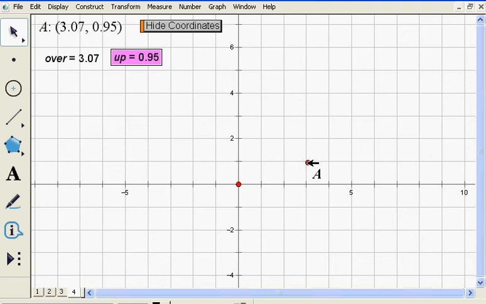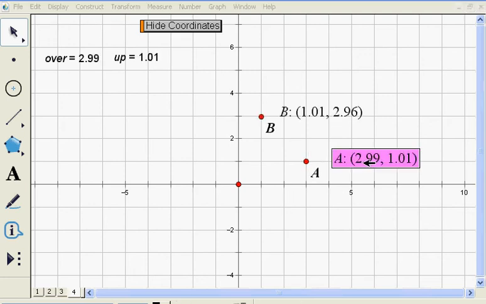If I said 3.07 was my up number and my over number was 2 point something, then it would be over here as opposed to over 3.7 and up. So I have two different locations with the same numbers. Let me see if I can demonstrate that a little better for you.